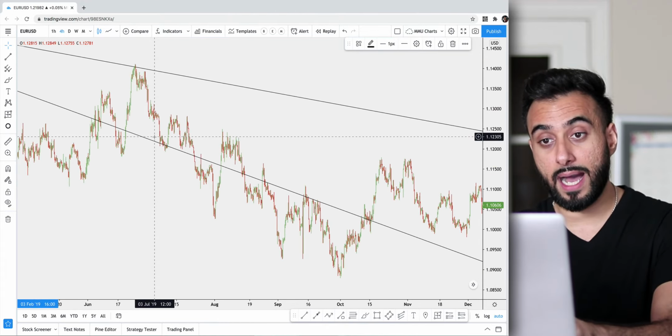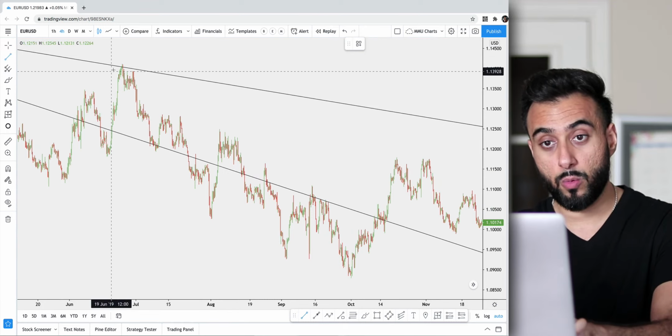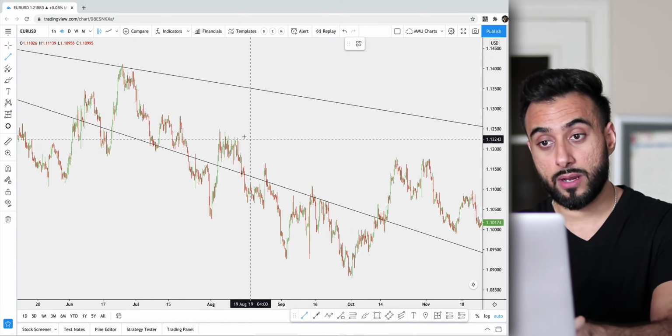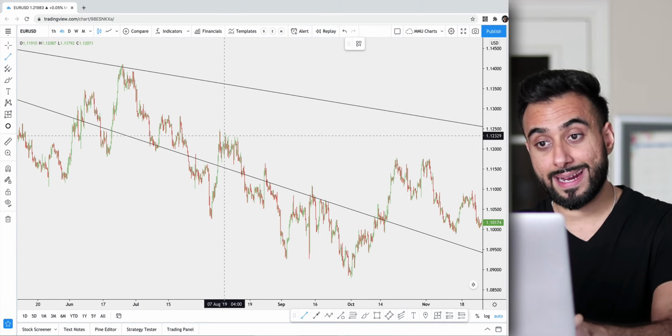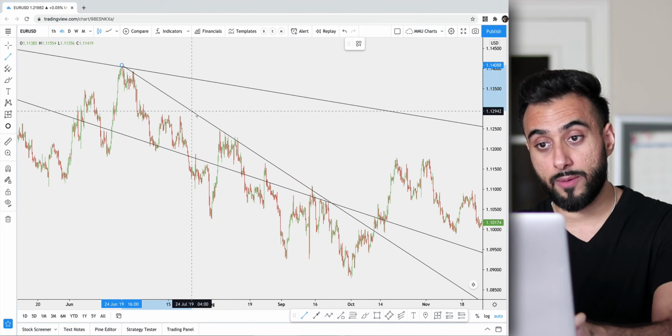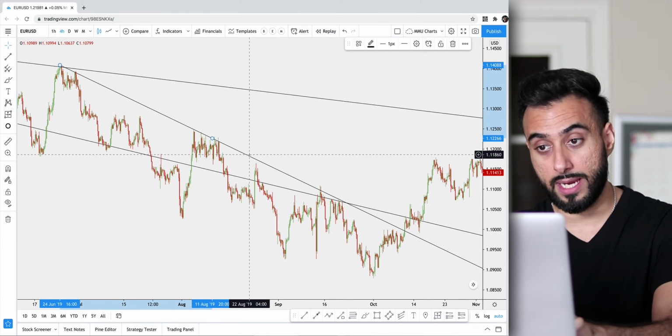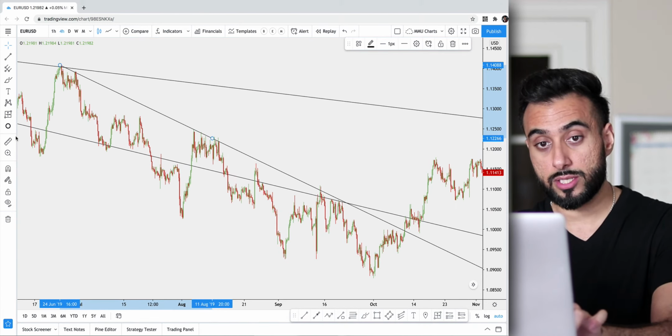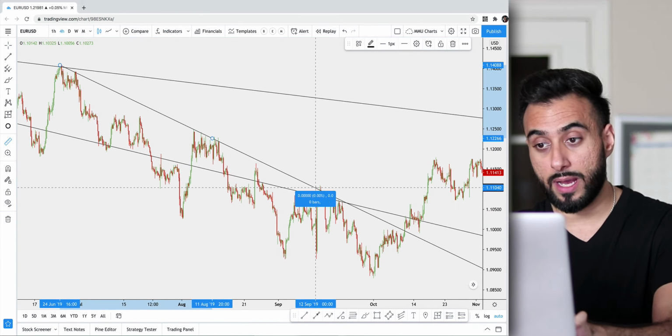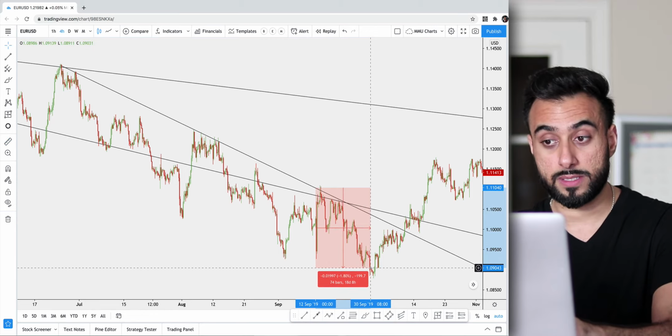You look at these highs over here, you see one high area over here, you see another high area over here. You connect all of this area right here, and you would enter on the next time that the market touches that area up here, which is here. So this trade would have netted you around 200 pips.